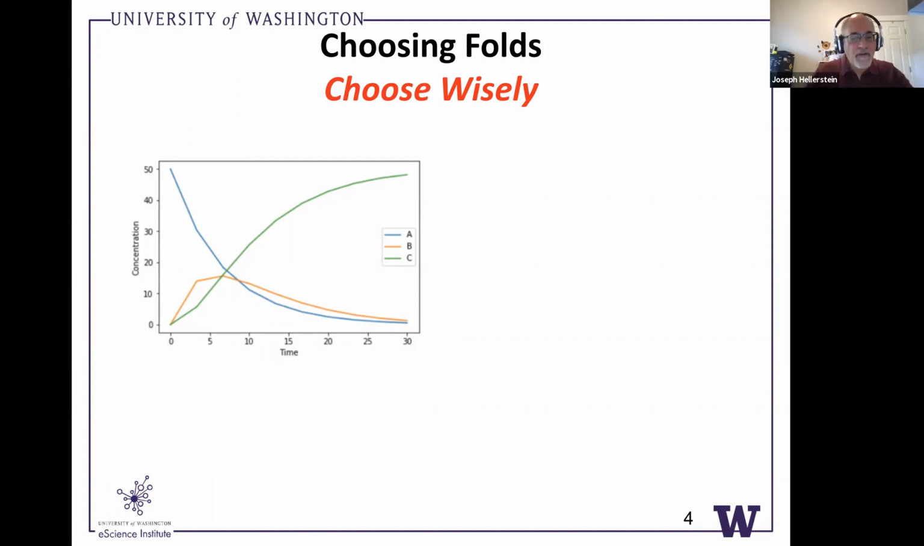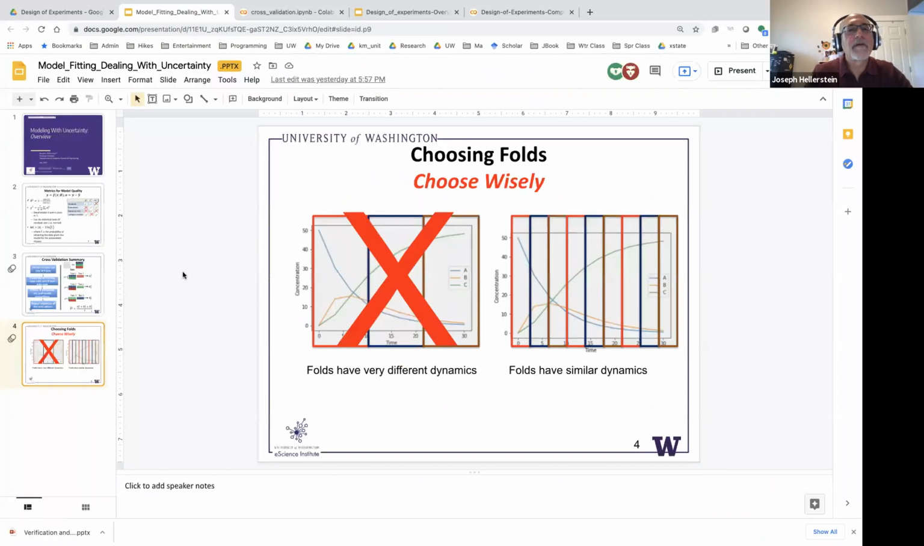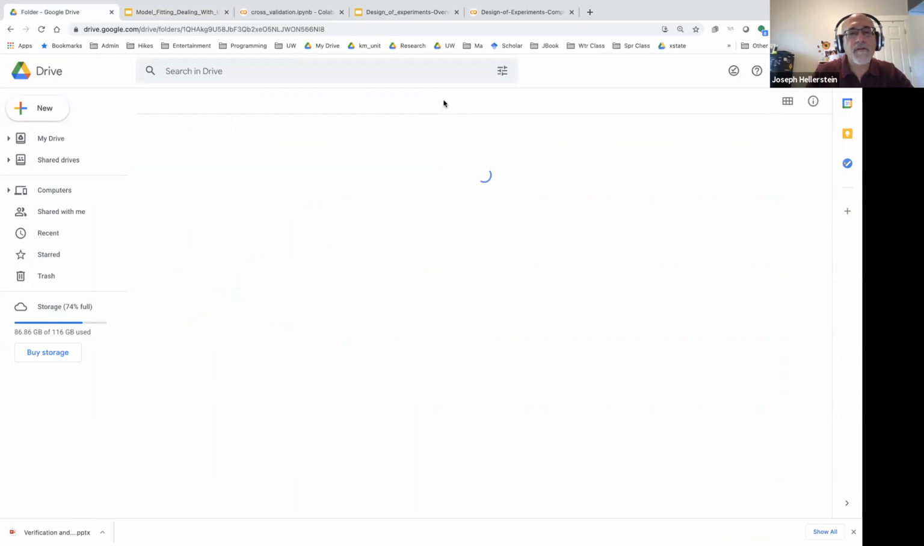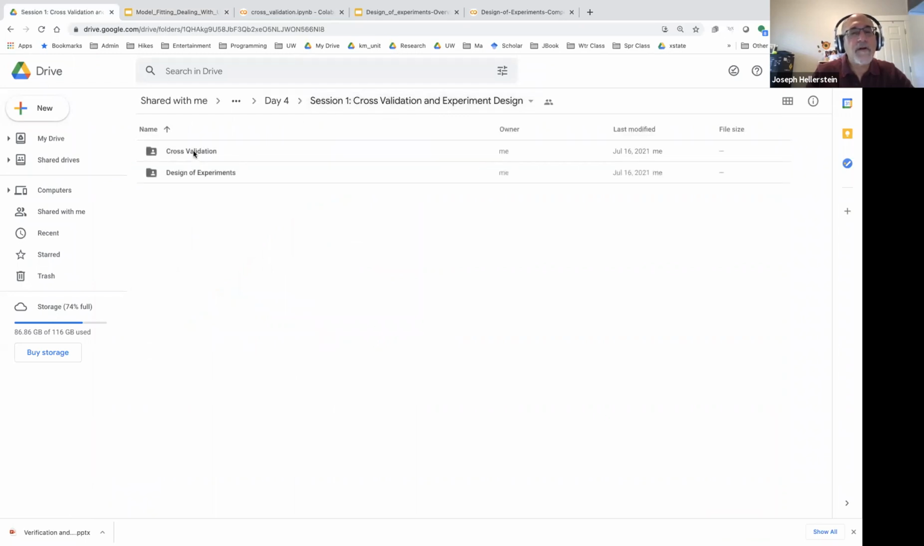Okay, let me move on to the parts where we're going to talk about the computational aspect. To give you an overview, I'm showing you design of experiments. We're doing cross-validation. I assume you can see my screen. We're switching the browser window. Okay, yep, we're fine.